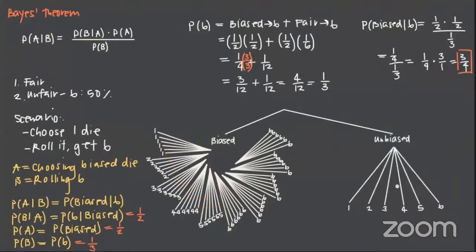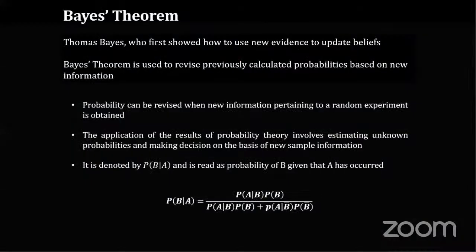Now, with this explanation, let's go ahead and read what the Bayes theorem tells us and how that particular thing gives you good information. Now, read this particular definition. Bayes theorem is used to revise previously calculated probabilities based on the new information.